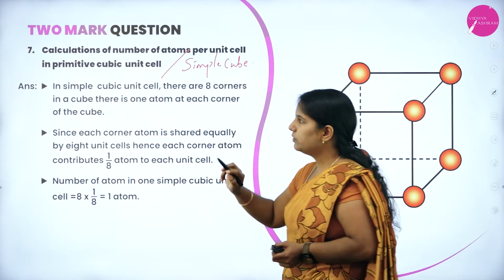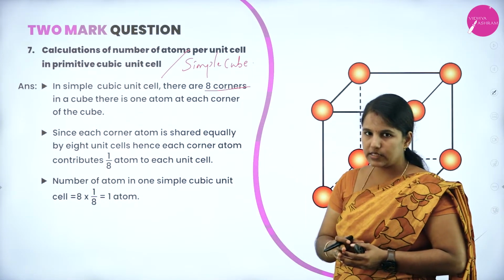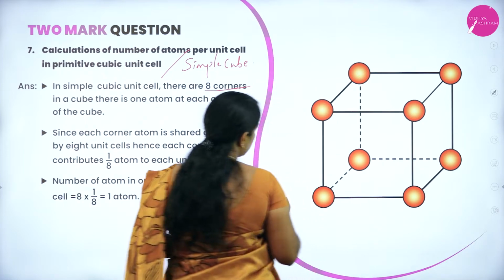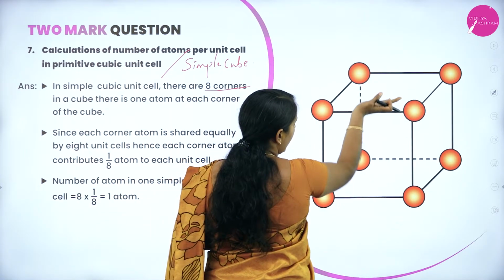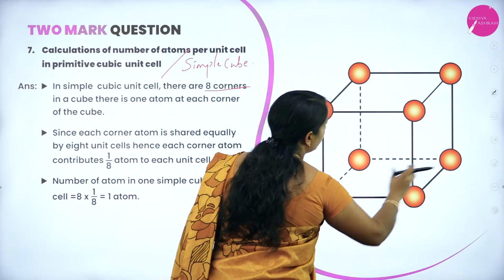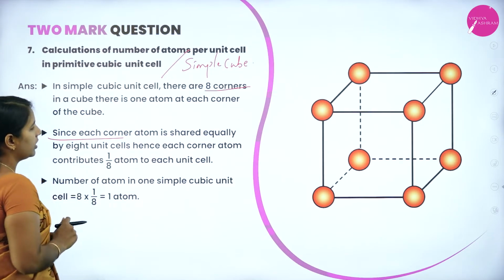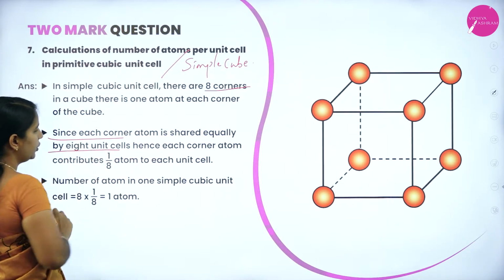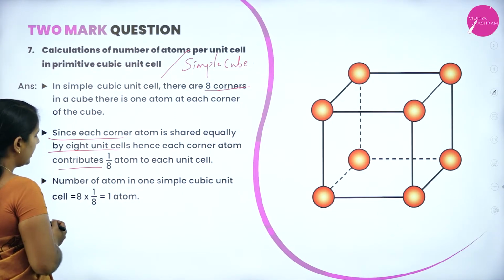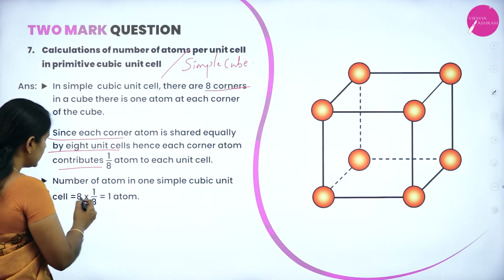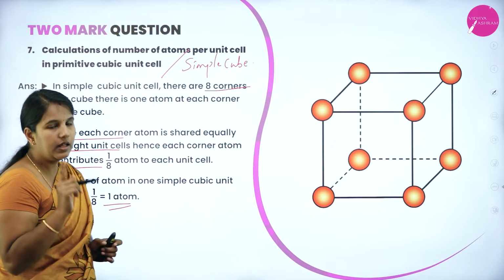Okay. So we know that in a simple cube, there are 8 corners. Each corner will contribute 1 atom. So you can see that this is a simple cube. There are 8 corners, 4 up and 4 below. Each corner will contribute 1 particle. Since each corner particle is shared equally by 8 unit cells, we write the number of particles in a simple cube as 8 into 1 by 8. So there is only 1 atom in the simple cube.